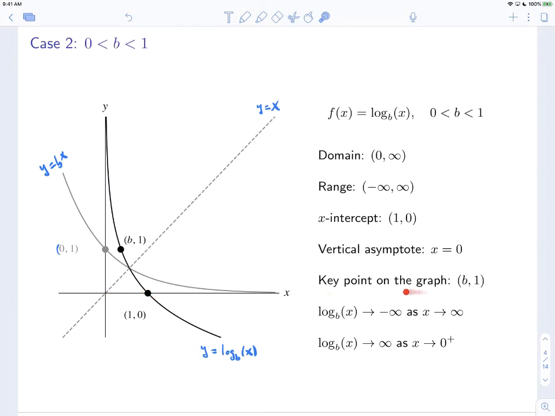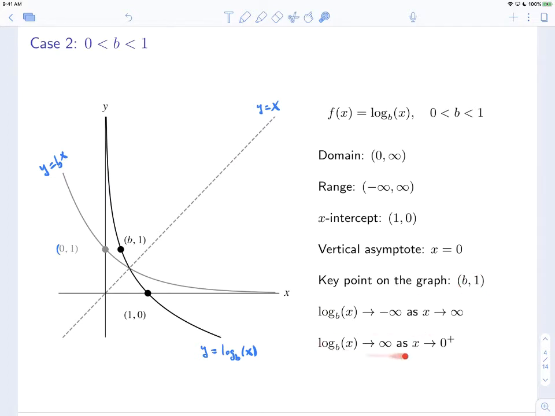The key point is always the point where the y-coordinate is 1. So when you're trying to graph one of these things, you want to find the x-coordinate that corresponds to the y-coordinate 1, and that's your key point. We know that there's always such a point because the range is going to be from minus infinity to infinity. So that means there will necessarily be some point that gets you 1.